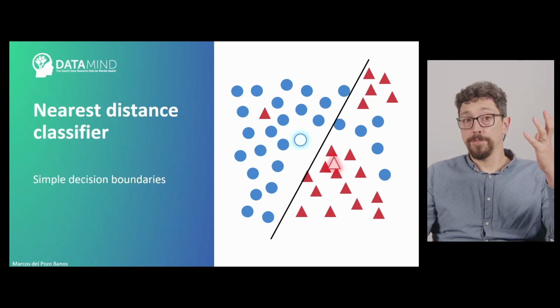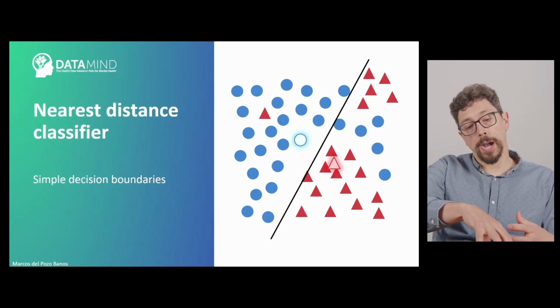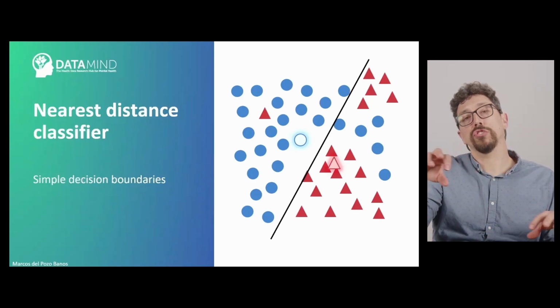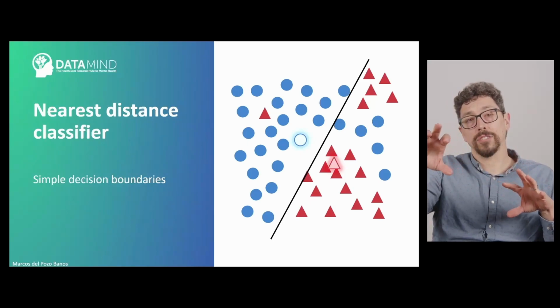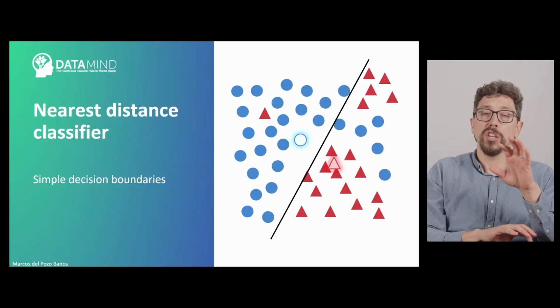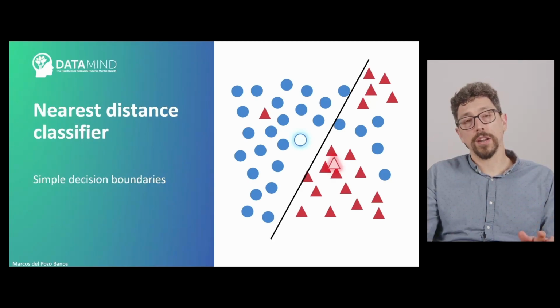And also, nearest distance classifiers cannot account for interrupted, or discontinuous, classes. So in this case, the triangles seem to have two regions. Nearest distance classifier can't account for that at all.